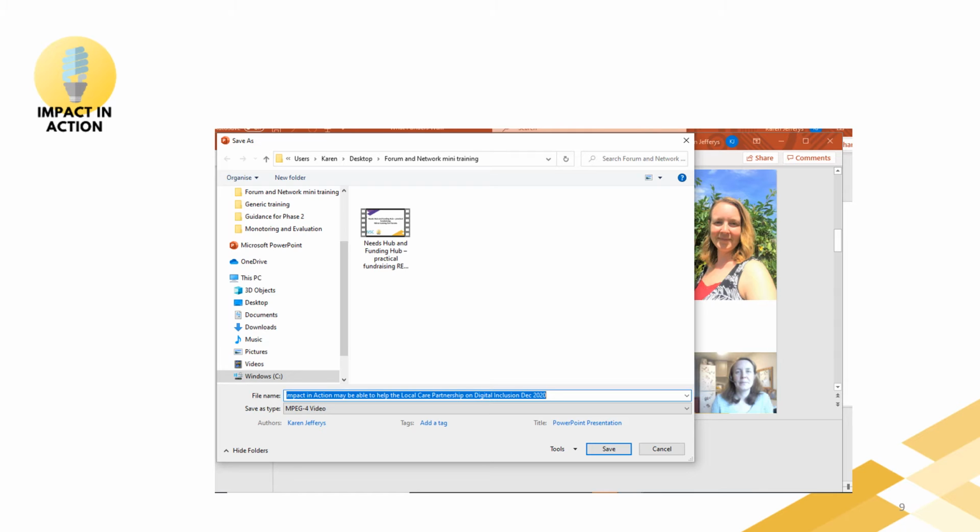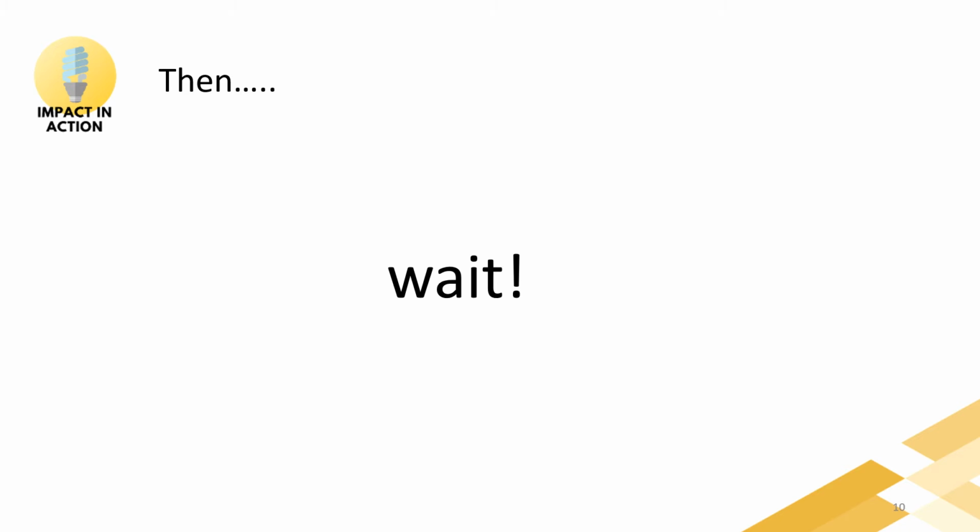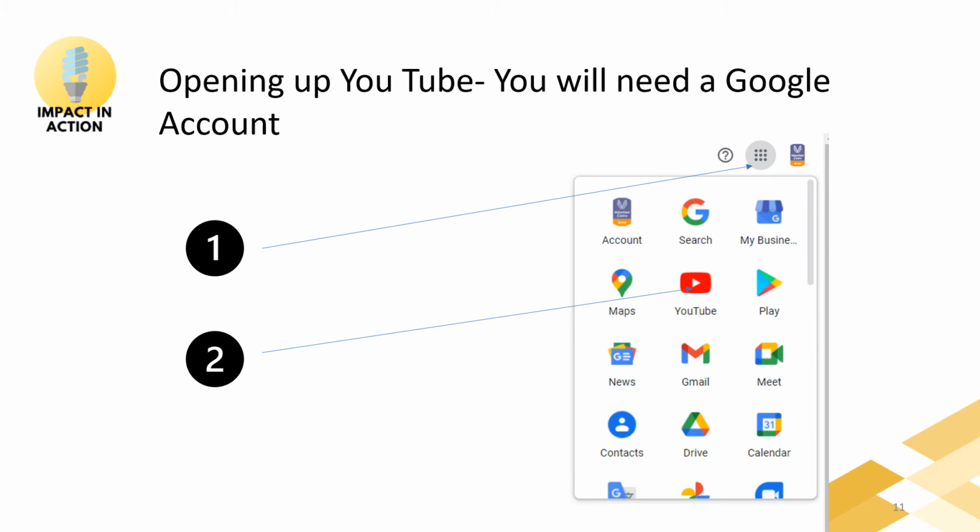And then you can add in your file name once you want to save it as, and you can see the save as type is an MPEG for video. Then wait. It takes a while, but once you've waited long enough, it will have saved as an MPEG.